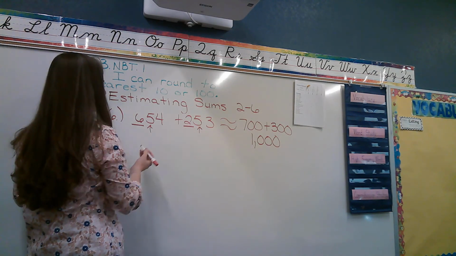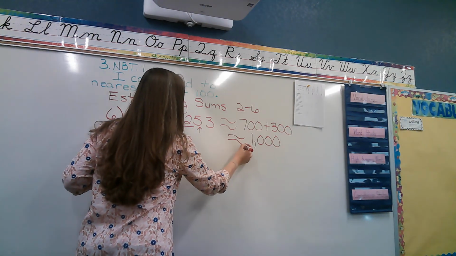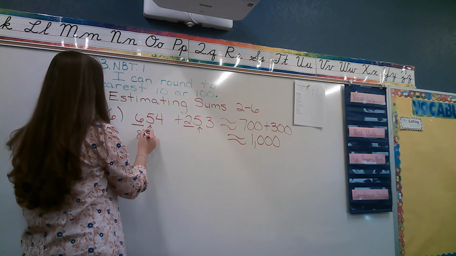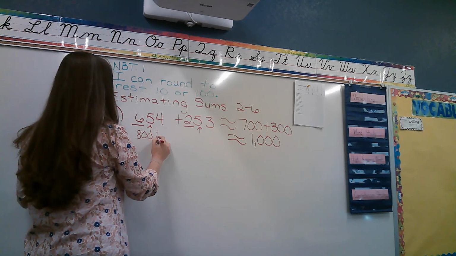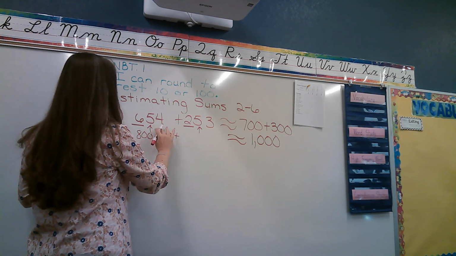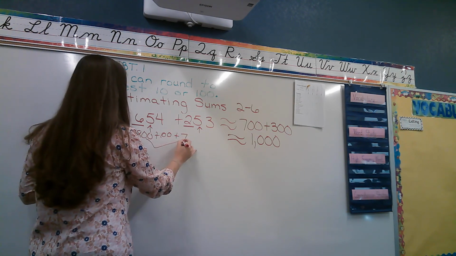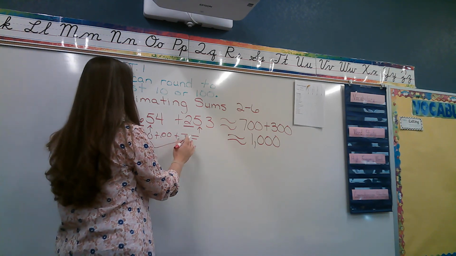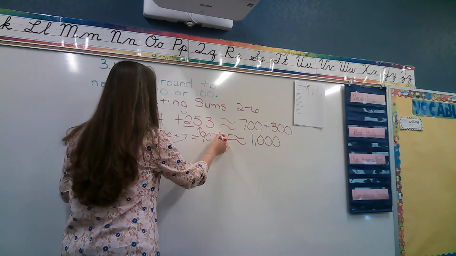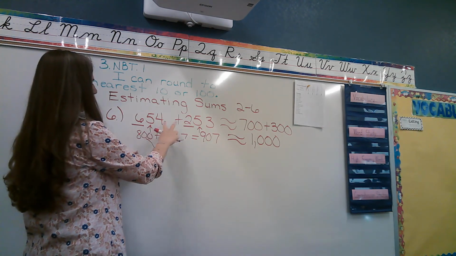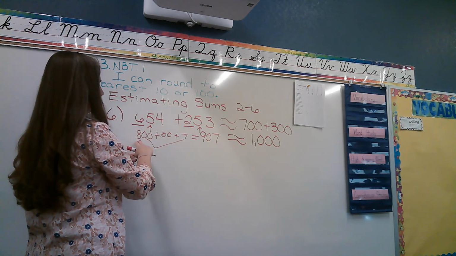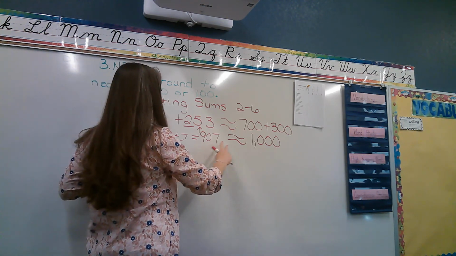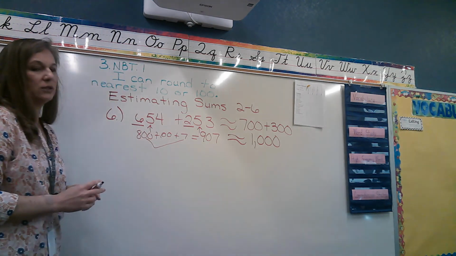So let's take a look at whether this is going to be a good approximation. Is it reasonable? Well, 600 and 200 is 800. 50 and 50 makes another 100. And 4 and 3 makes 7. Together, this is going to be 800 and 100 is 900, plus 7 is 907. Notice we were able to regroup this 50 and 50 to make a new 100. So there are no 10s here. So 907 and 1,000 is a close estimate.